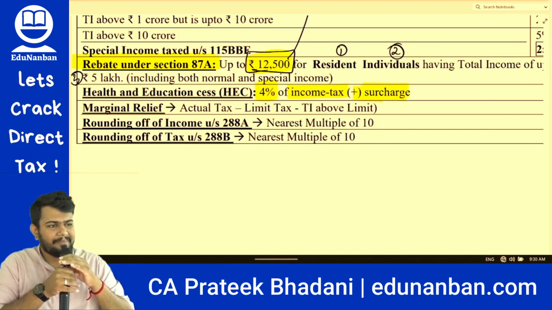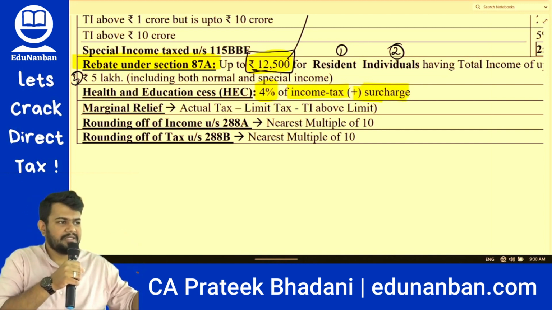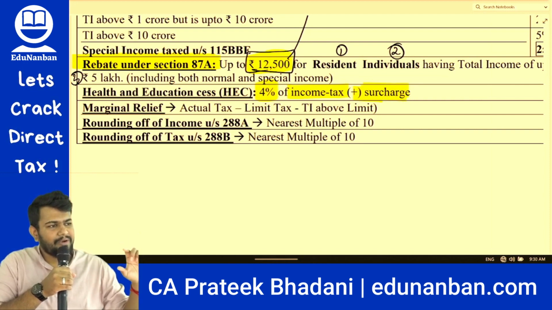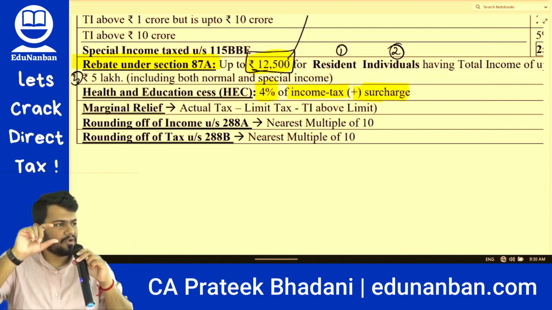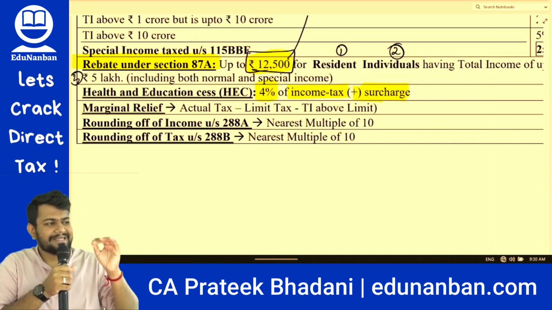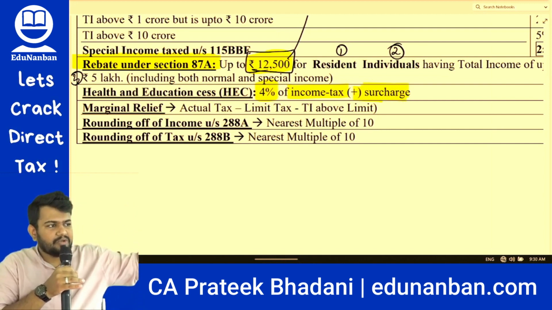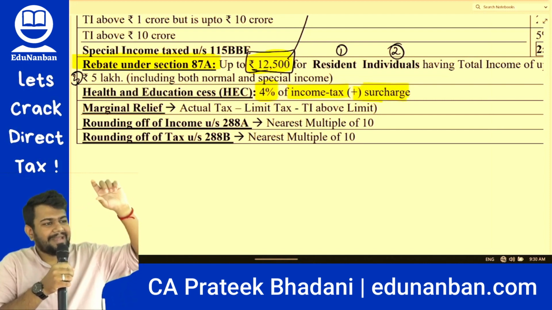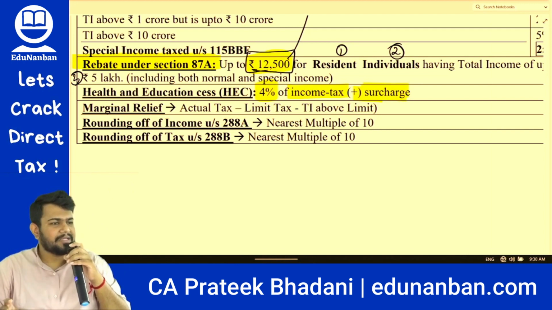So sometimes what happens, if you go from a slab of one surcharge to another surcharge, then your income might be only a little bit additional. However, your tax might be huge because of a small addition in income. In such case, the Income Tax Act tells that the additional tax should be restricted to the additional income. So after restricting, whatever excess tax is there will be allowed as discount or marginal relief.